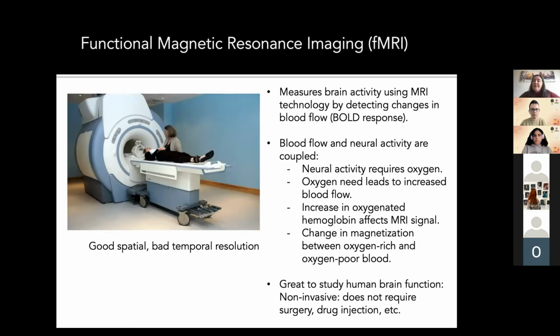Nevertheless, it's a technique that's great to study human brain function, so we can study the live human brain with fMRI technology. Another advantage is that it is non-invasive, meaning that it does not require surgery, it does not require drug injection or anything like that. As long as you have a participant that is eligible for MR scanning, there are several screening procedures that we have to do, but anybody can actually get an fMRI scan. And the nice thing is that it has a good spatial resolution, meaning that we can actually localize certain events to certain brain regions, right?